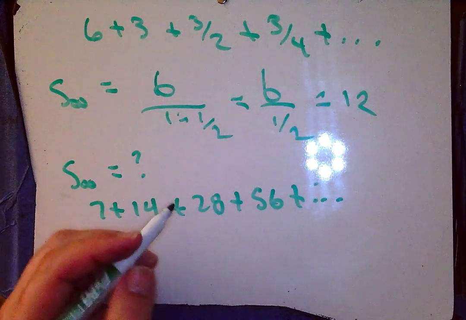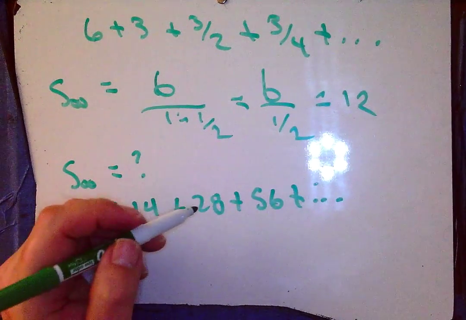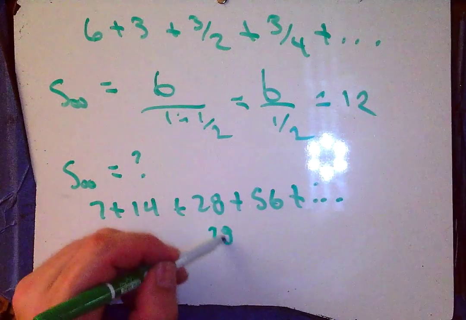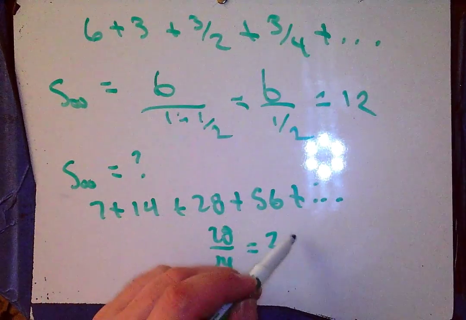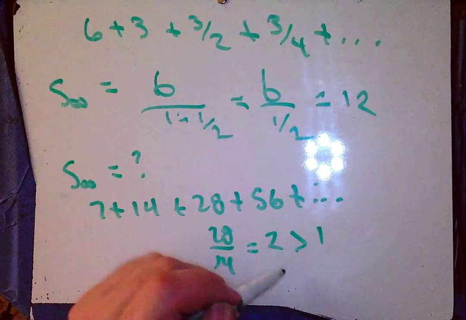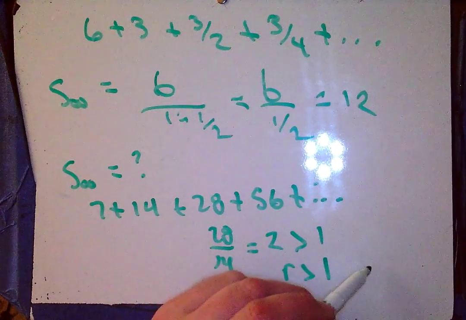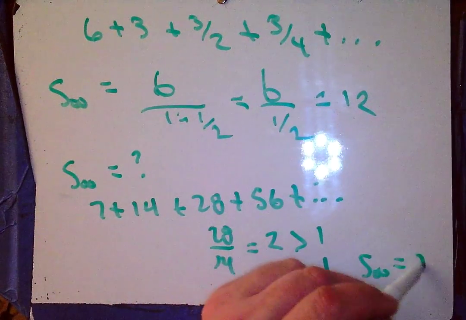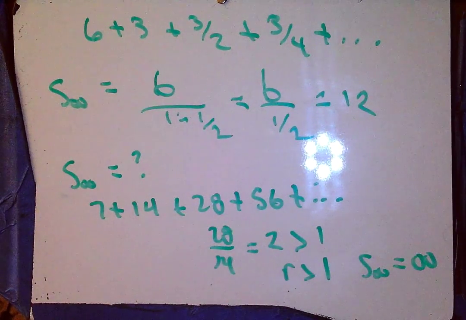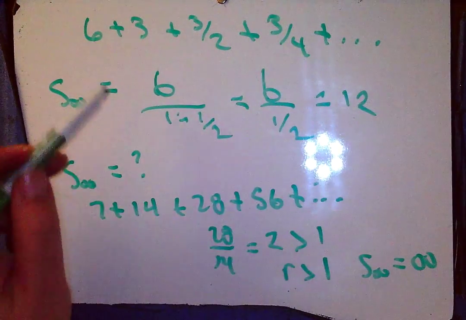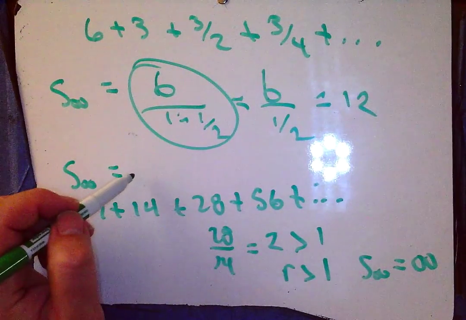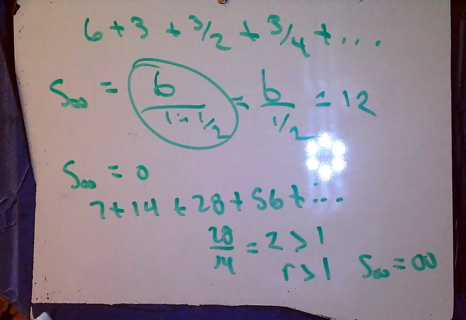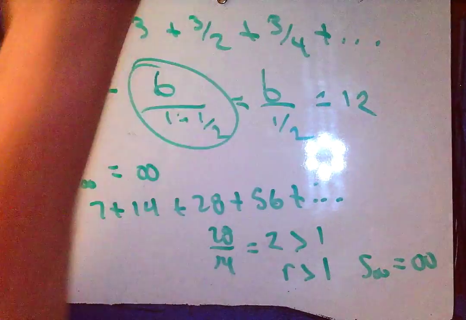All right, so what I notice here is my r value, 28 over 14, is 2. And that's bigger than 1. When r is greater than 1, the sum of an infinite number of things is infinity. So I'm not going to be able to use this formula. I'm just going to know, because r is greater than 1, that I have a sum of infinity here. Okay.